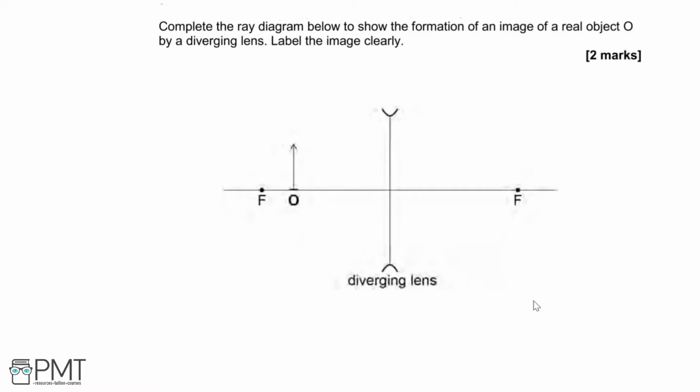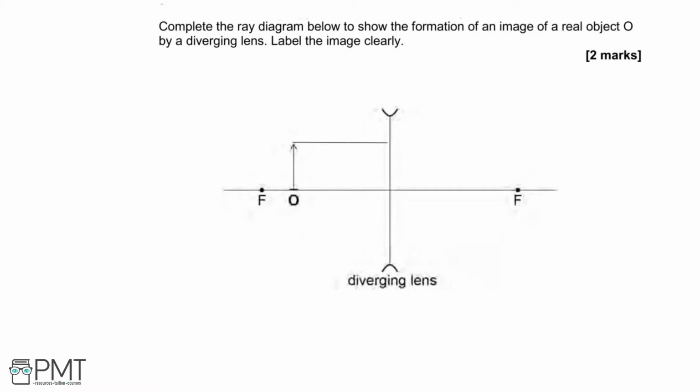Complete the ray diagram below to show the formation of an image of a real object O by a diverging lens. Label the image clearly. Now for this kind of arrangement, we're going to get an image on the left-hand side of the lens. So let's start drawing our rays, starting with the horizontal ray coming from the top of the object towards the lens. Now this diverging lens is going to send that ray going upwards.